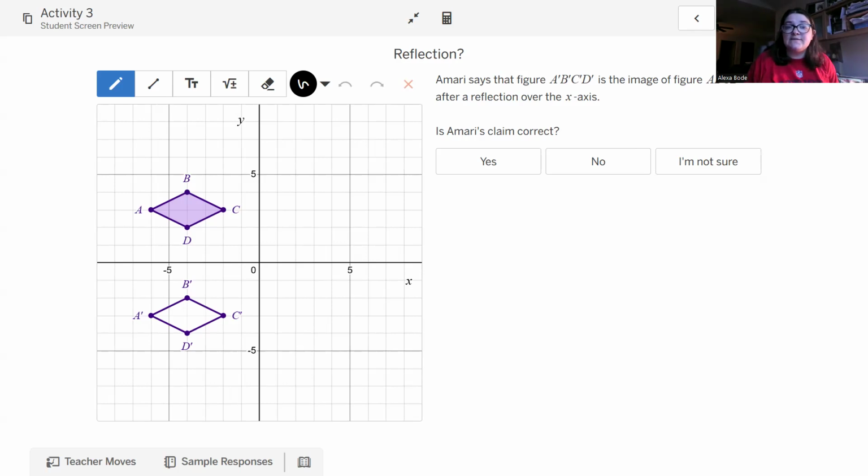So it says Amari says that figure A prime, B prime, C prime, D prime is the image of figure A, B, C, D after reflection over the x-axis. Is Amari's claim correct? So look closely at this. Again, we have one of those quadrilaterals. This one is a parallelogram. So you want to pay close attention to the labels. So Amari is saying that this is a reflection over the x-axis, or x-axis being this one. Is Amari correct? Go ahead and answer this question and explain why on your Desmos.